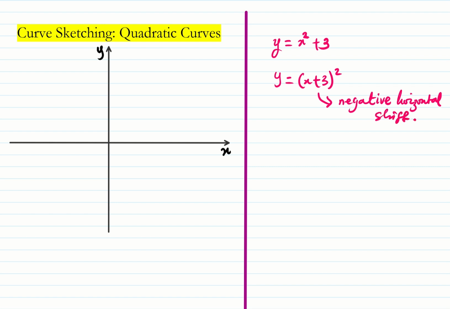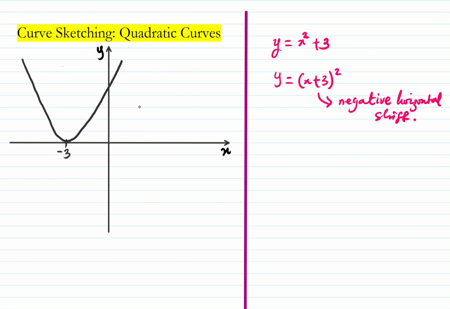So what do you have? Instead of having this, you then have a shift horizontally towards the negative. So it's going to sit at minus 3 because it's moved 3 units. And it looks exactly like that. Well, it's a sketch, so not exactly.